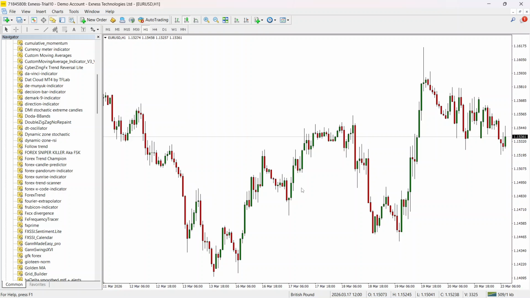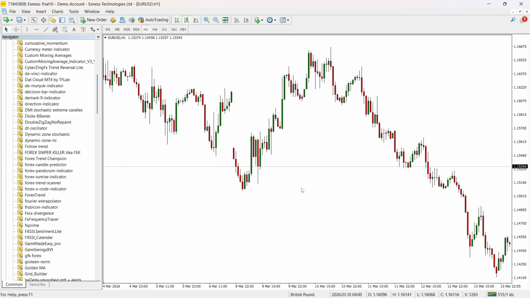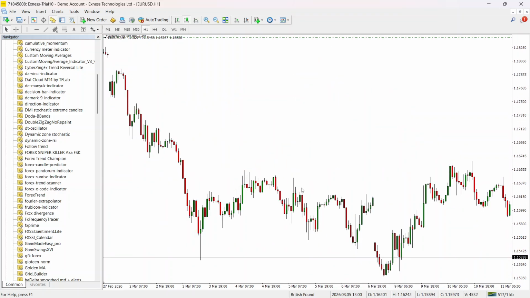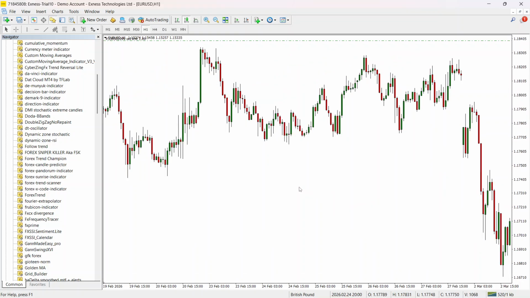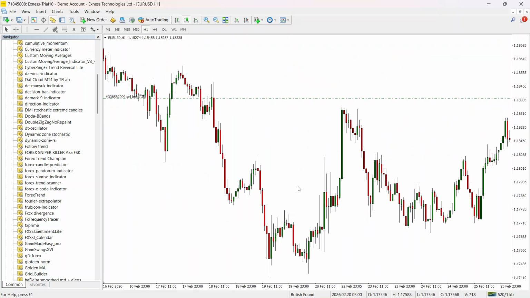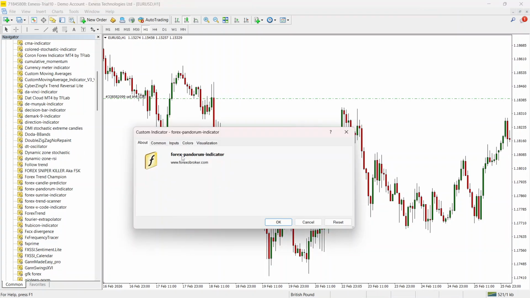Hello traders. In this video, we're looking at the Forex Pandorum Indicator for MT4. We'll cover how the indicator's color cloud and on-chart information appear, what those visuals imply about market direction, and how it fits into a discretionary trading approach. I'll load the indicator on the chart so you can see how it looks in real time.